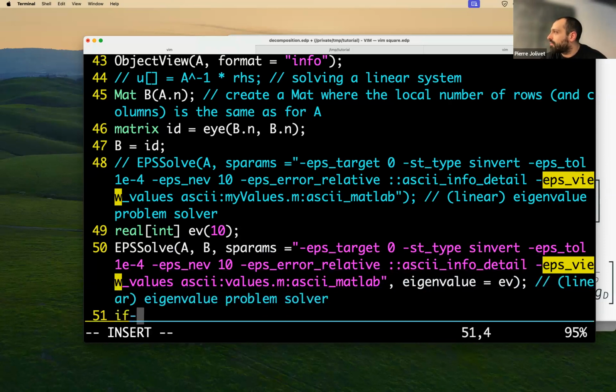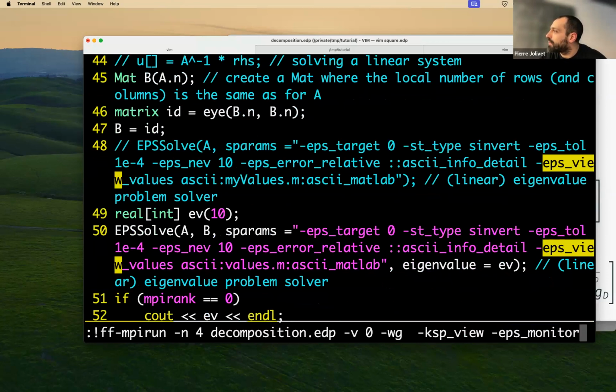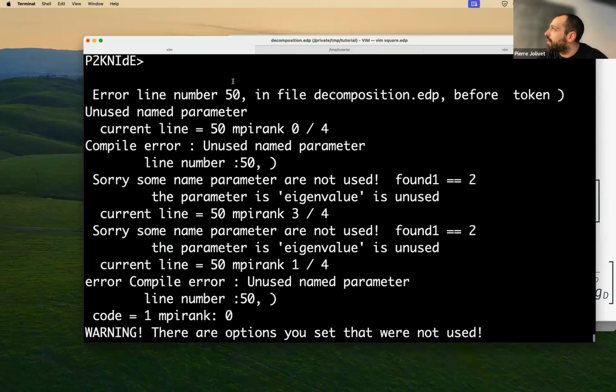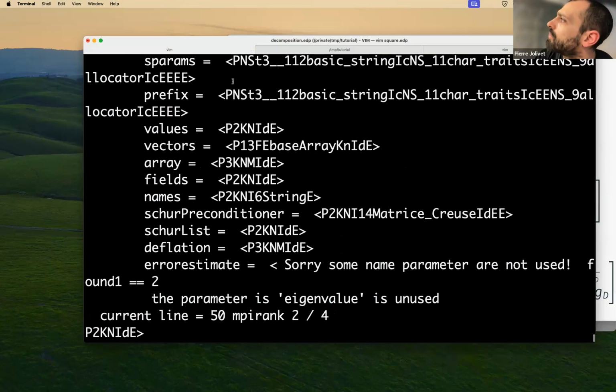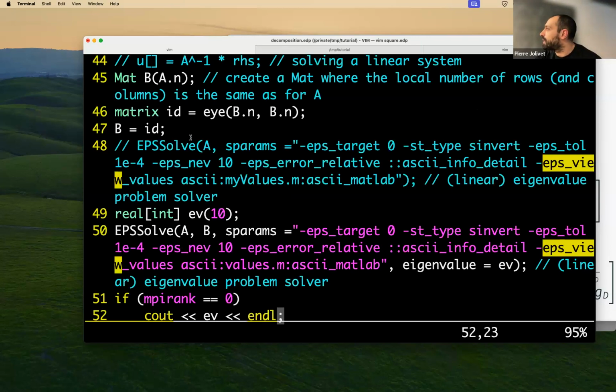Okay, and so then if MPI rank equals 0, I want to output the values on the terminal. Okay, so I got the API wrong. What is the proper one? Okay, so you see all the values. It's simply values, not eigenvalues. Tag, eigen.